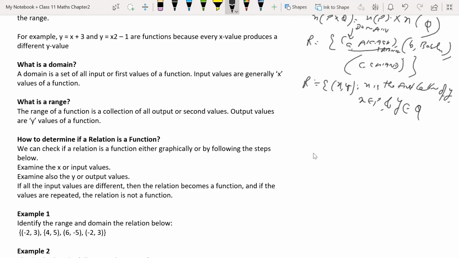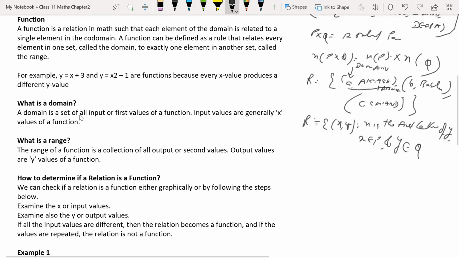The set of second elements in a relation is known as the range or the codomain of the relation. So any relation can be represented by the roster method, by the set builder form, or visualized with the help of the arrow diagram or a visual representation.